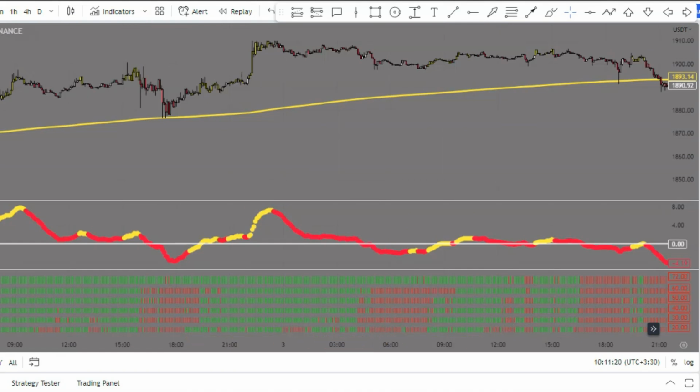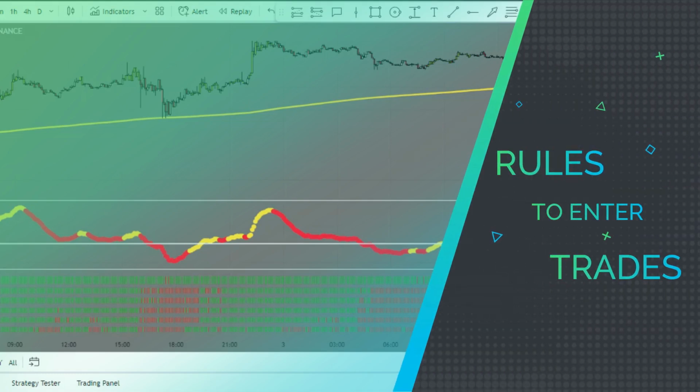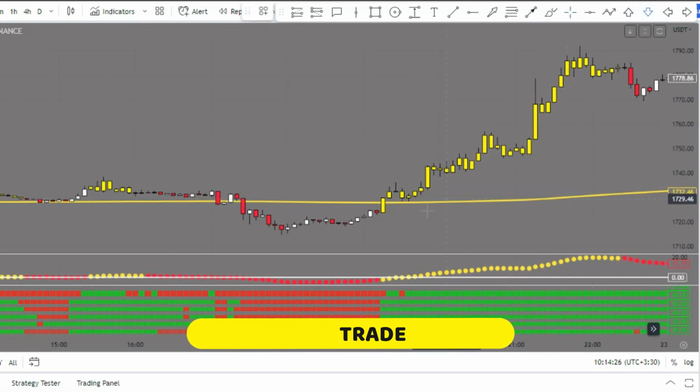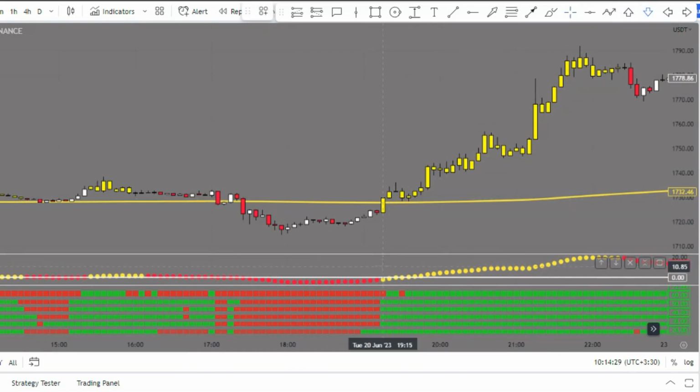So with all these tools, the rules for entering a trade are gonna be like this. For a buy trade, we'll need to wait for dots of the AK-MACD BB indicator to change from red to yellow. Then wait for the first yellow candlestick to appear. Then wait for one of the columns of the 10 indicators in 1 indicator to turn completely green.